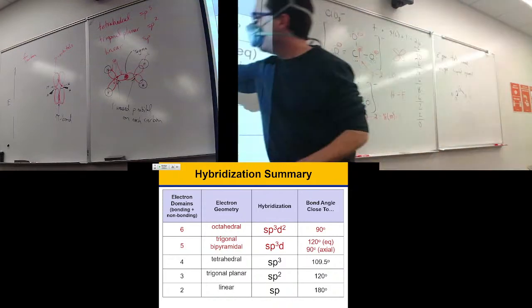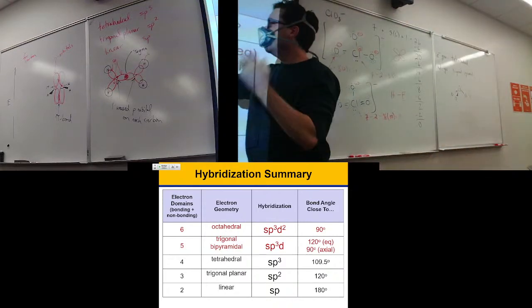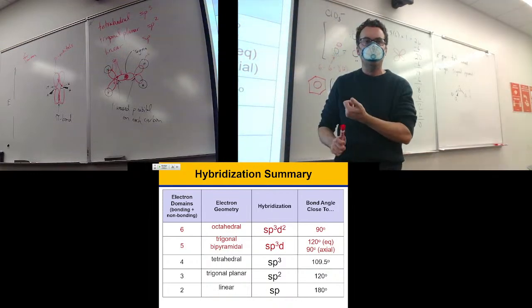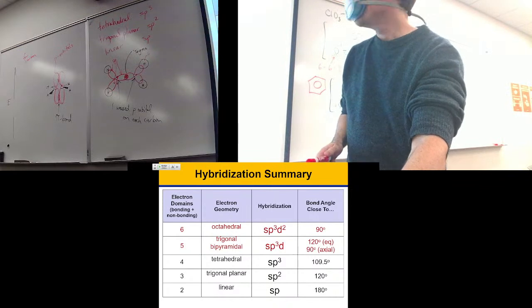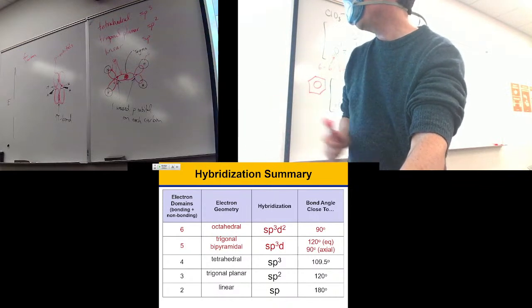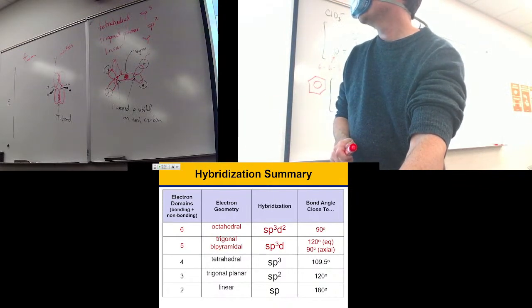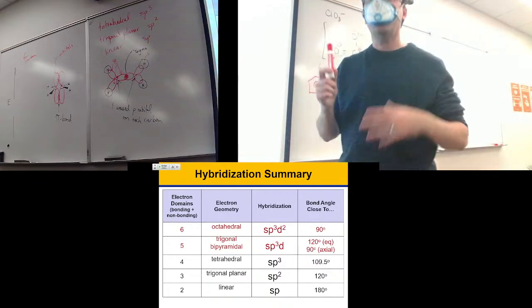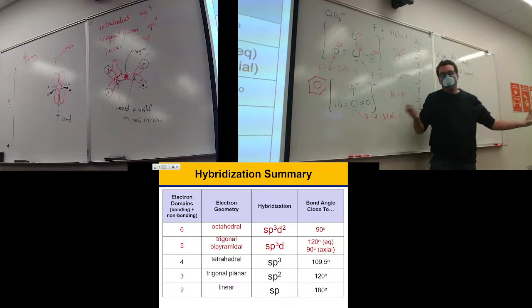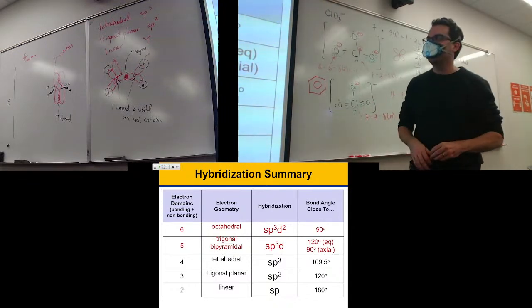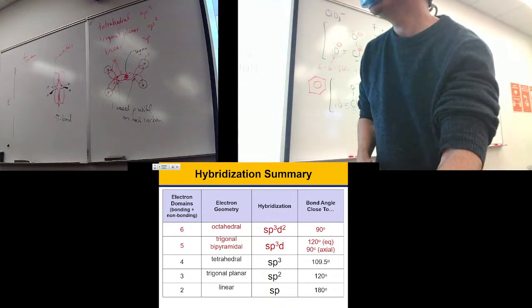So again, focus on these. Tetrahedral automatically makes sp3 hybridized orbitals on your central atom. Trigonal planar, sp2, linear, sp. You don't have to talk about hybridization on the external atoms. You can, but it's not necessary. You only have to worry about this hybridization idea on that central atom, okay?